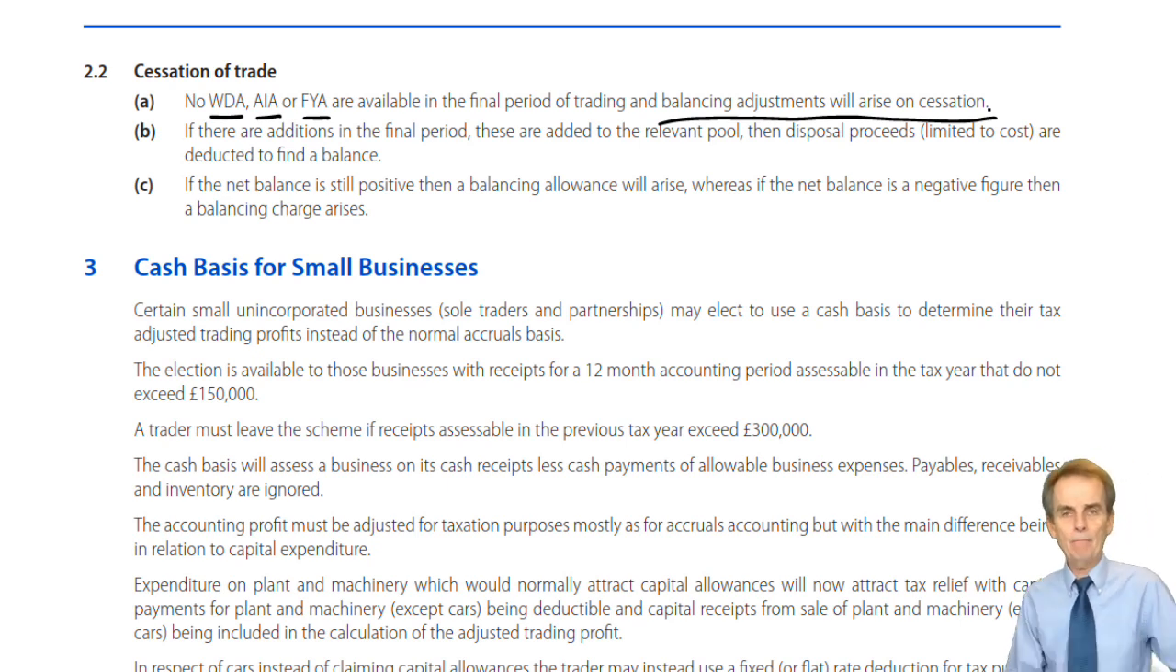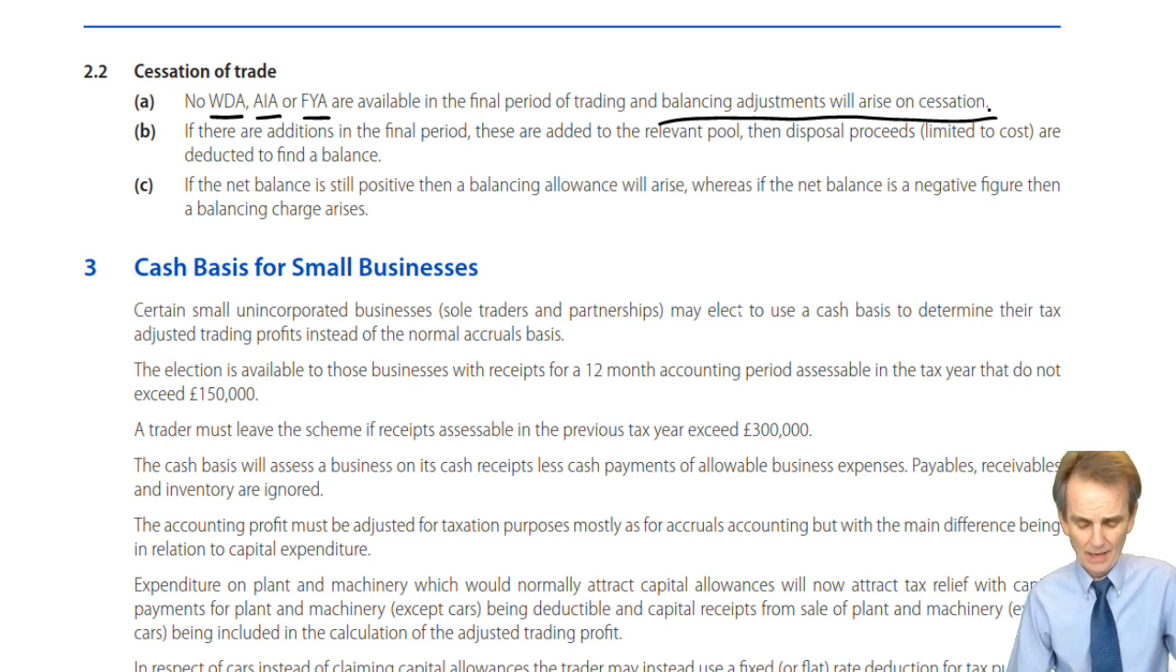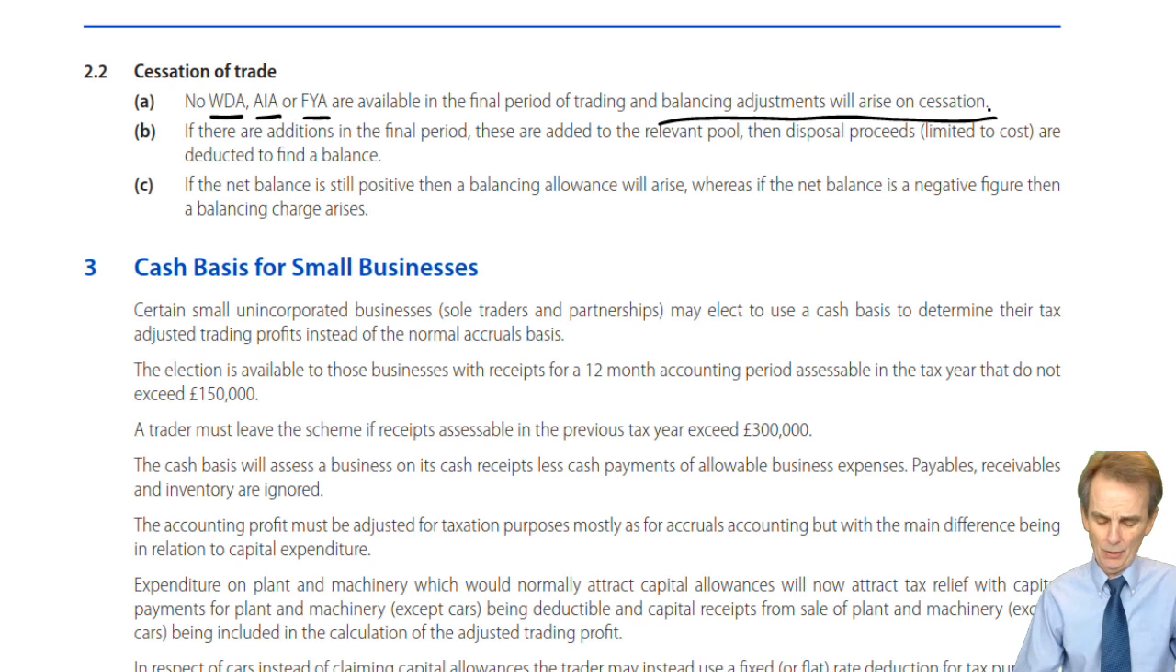Now, the only thing that you might see is that before you cease trading, but in that final period of trading, maybe there were some additions. Now, we've already said, if there were, then there is no AIA, there is no FYA. Equally, there's no WDA.